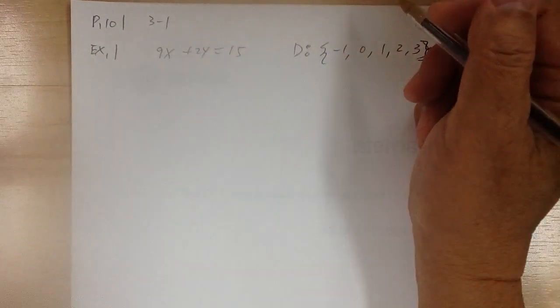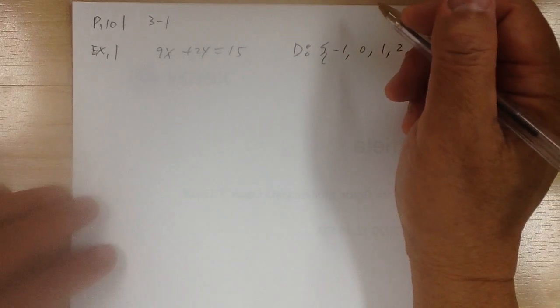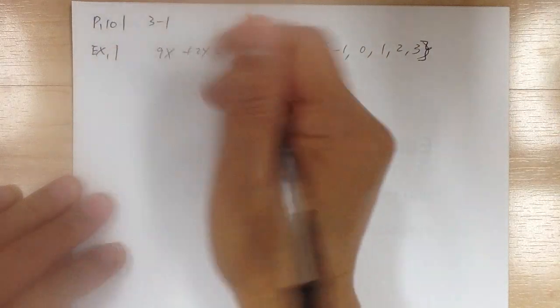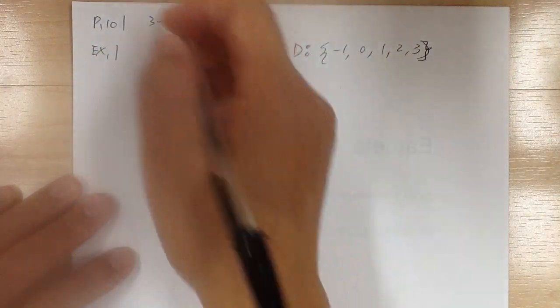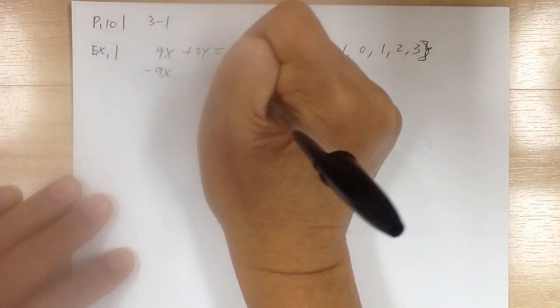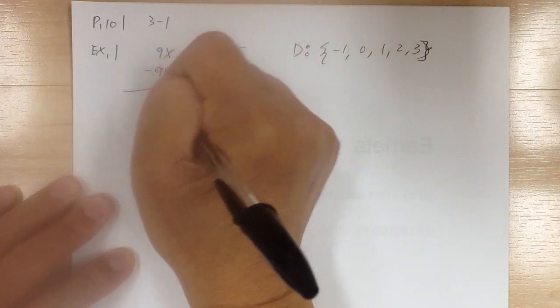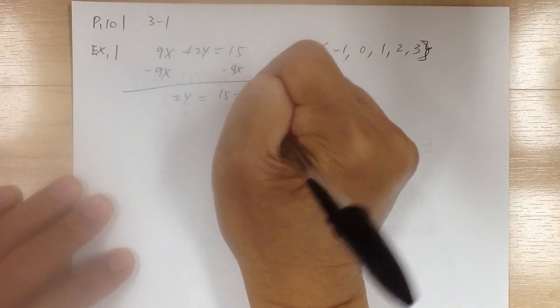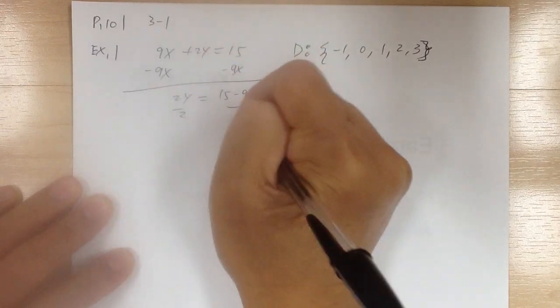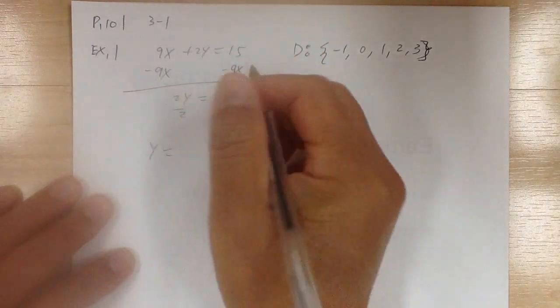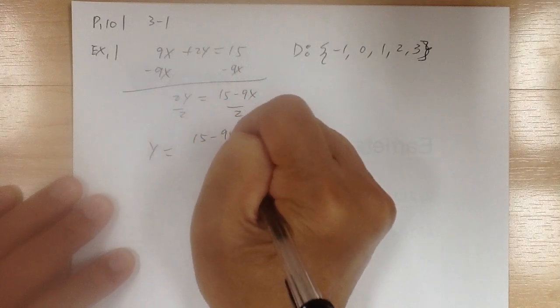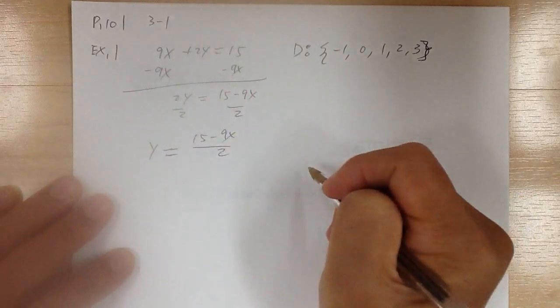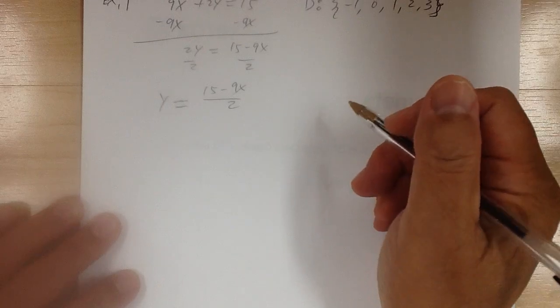Now to solve for y, it's probably better to put it in the proper equation first. Since you're solving for y, let's minus 9x on both sides. So you got 2y equal to 15 minus 9x. And then divide by 2, divide by 2. So you got y is equal to 15 minus 9x over 2. Okay, so now you can make the table.